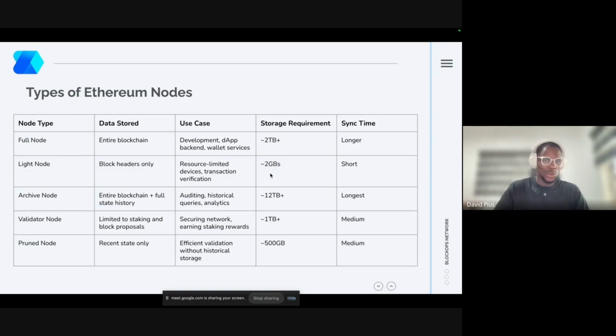Yeah, so validator node, phone node, I won't really go into that much. But these 3 main nodes I want you guys to really focus on.